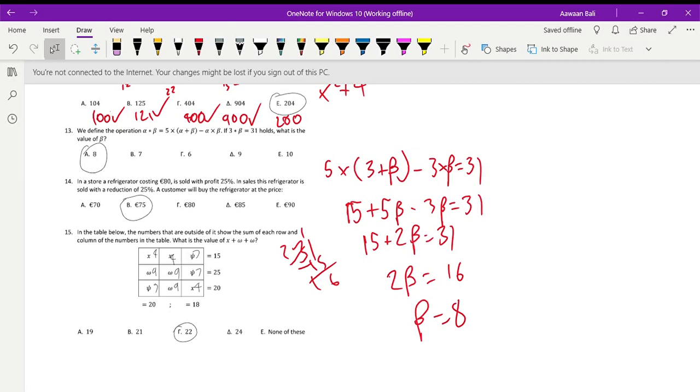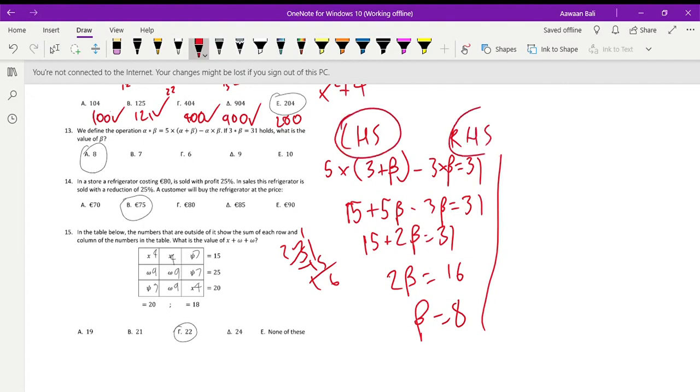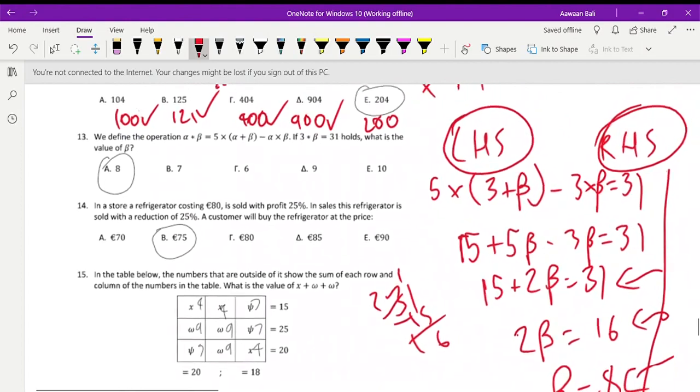Okay, so here basically when you're doing formulas, you treat both sides the same, the LHS, the left hand side, and the RHS, the right hand side. You can just remember these short forms. The equation will always still be equal if you treat both sides the same. Like here we minus both sides by 15, still equal. We divide both sides by 2, still equal. And that's a very helpful part.